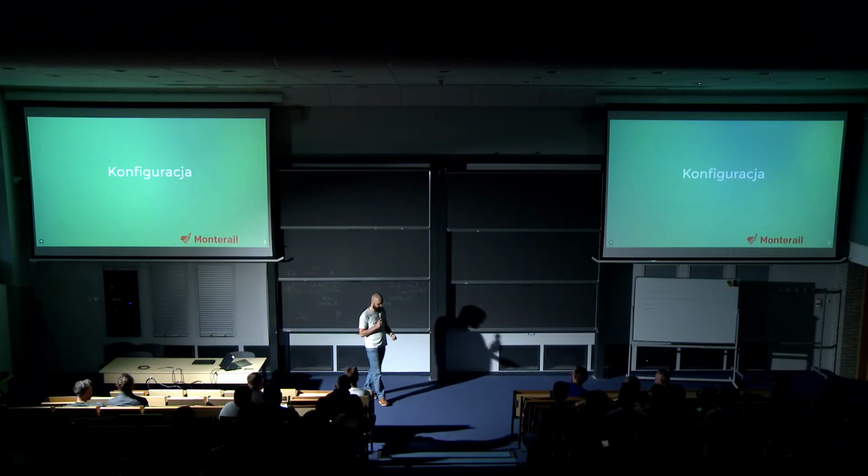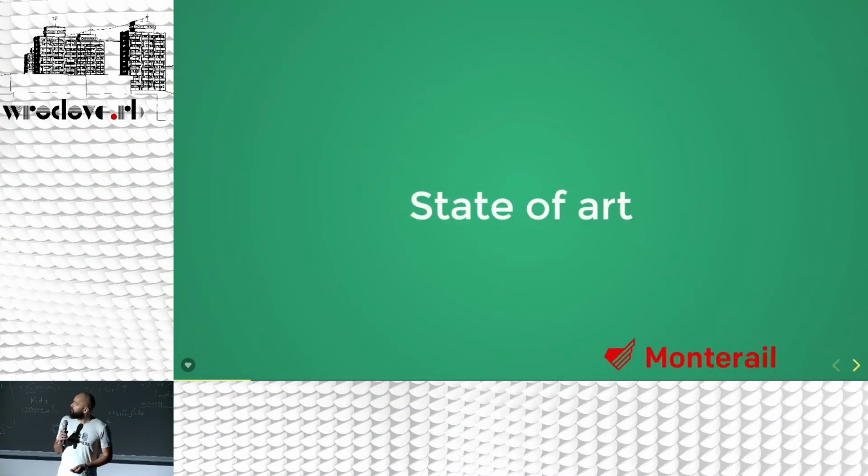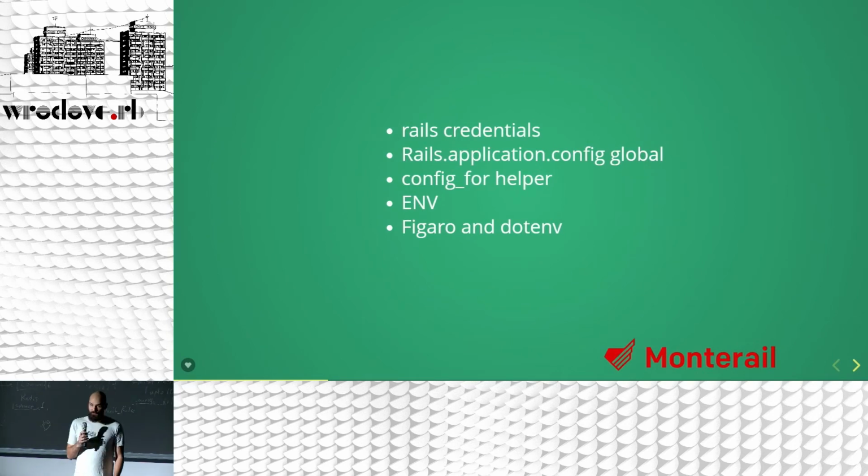Okay, it's working. Thanks. So let's talk about configuration, and configuracja stands for configuration in Polish. What is the state of the art right now in the Ruby world and Rails world? You have Rails credentials, you have global Rails application config, you have config_for helper that allows you to load YAML configuration files, you have environment variables, you have libraries like Figaro or dotenv that allow you to handle configuration values in different ways.